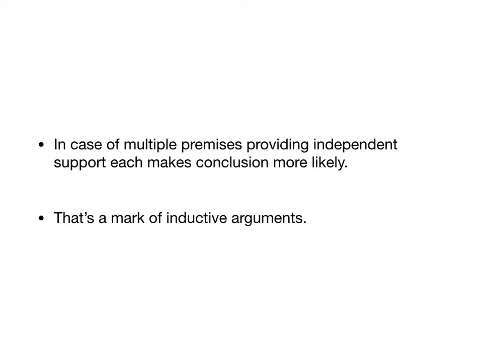When you see multiple premises providing independent support that each make the conclusion more likely, that's a mark of inductive arguments, right? One premise, let's say our conclusion is 30% likely. One premise might make it 45%. Another might push that up to 60. Another might push that up to 90, right? That is very much a mark of inductive arguments.